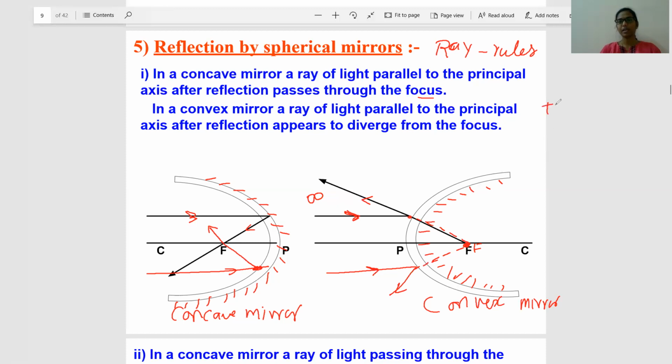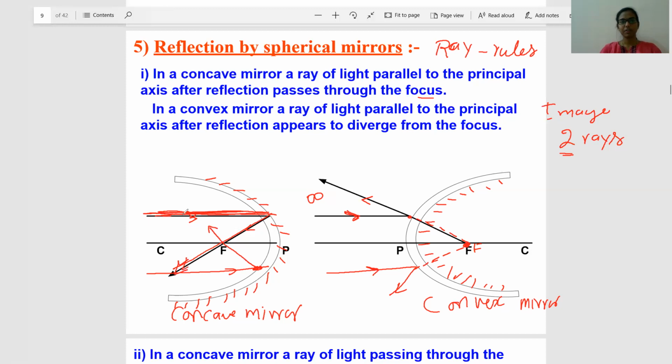To form any image, how many rays do you require? Two rays are required to form the image. To draw the ray diagram, we definitely require two rays. Let us take any two rays: one passing along the principal axis and one any parallel ray. First ray rule: the ray which is passing parallel to the principal axis, after reflection, passes through the focus.